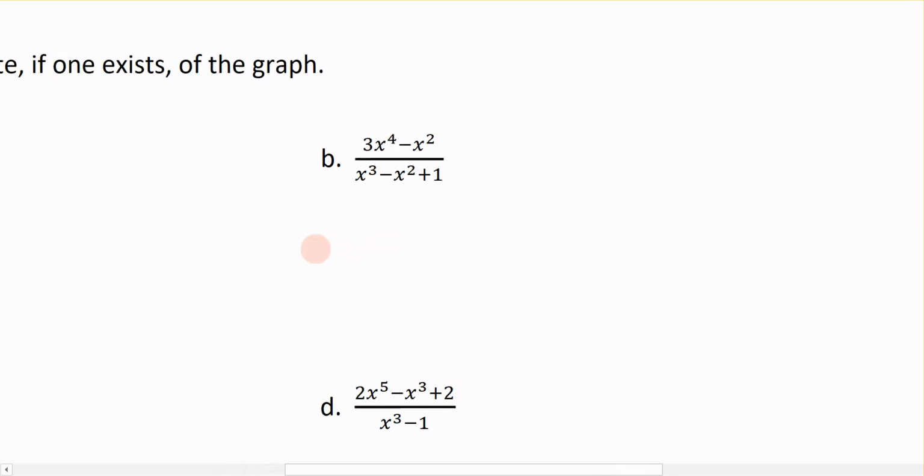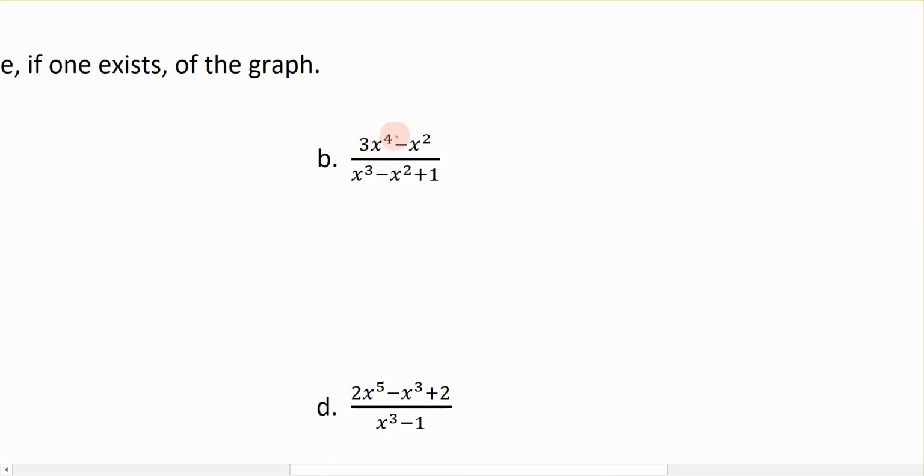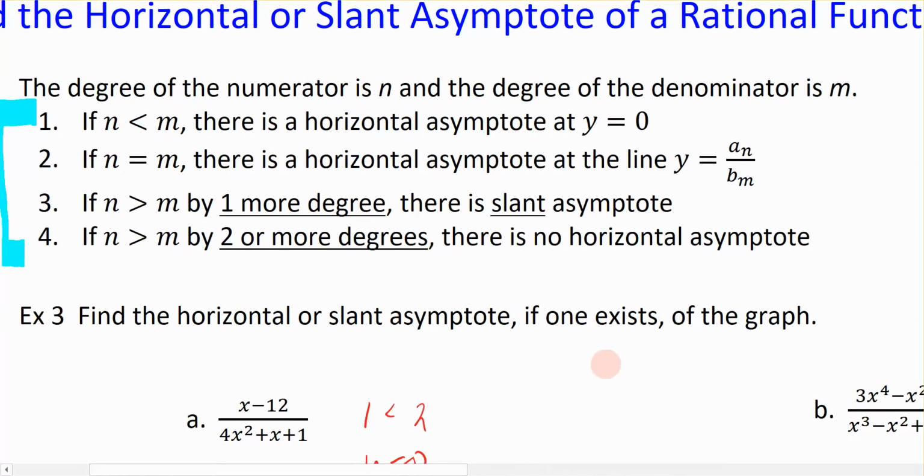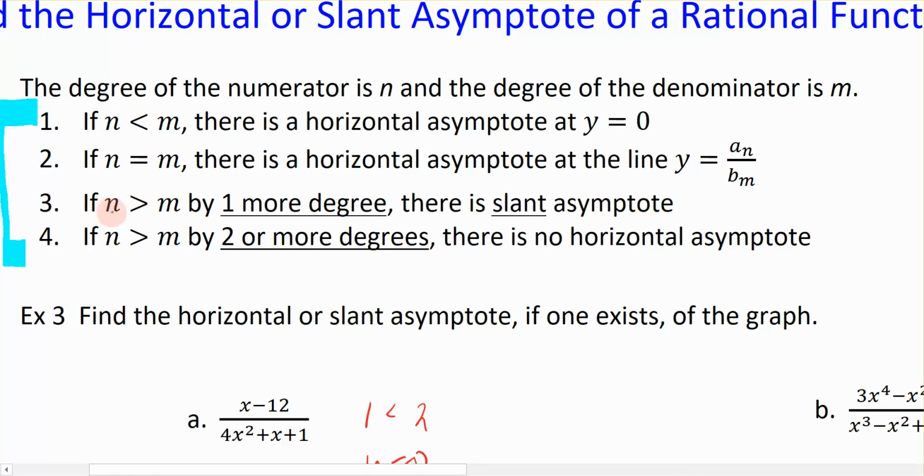Okay, let's look at another example. Here I have 3x to the 4th minus x squared divided by x cubed minus x squared plus 1. So the degree of the numerator is 4. The degree of the denominator is 3. 4 is greater than 3 by just one more, right? 4 is one more than 3. So if the numerator degree is greater than the denominator by one more degree, we have a slant asymptote.